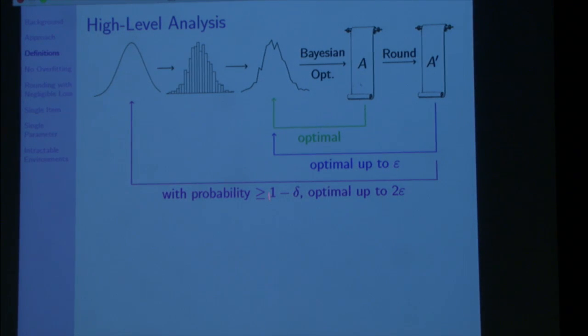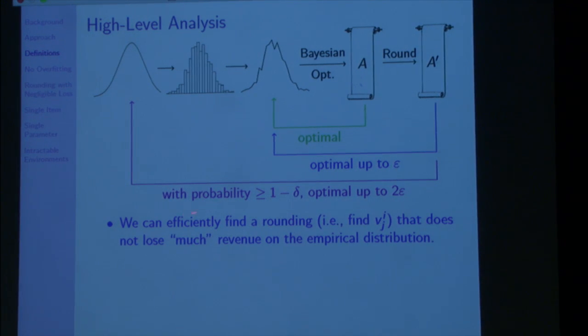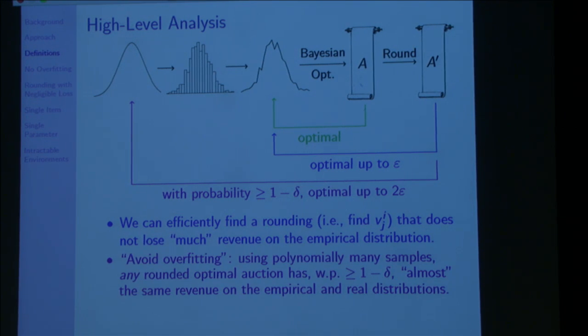So we're going to reason to first show that we can efficiently find a rounding, find representatives for each epsilon interval of each buyer, and that this rounding does not lose much revenue over the empirical distribution. And then we're going to claim that this actually avoids overfitting. We're going to claim that if we started with polynomially many samples, then any rounded optimal auction has, with high probability, almost the same revenue on the empirical and on the real distributions.